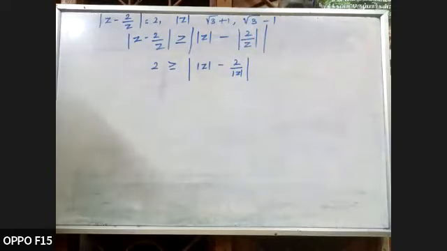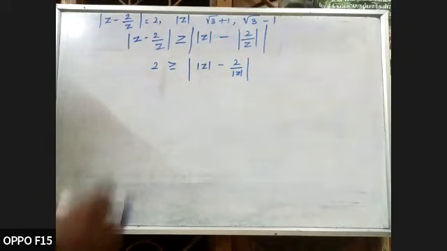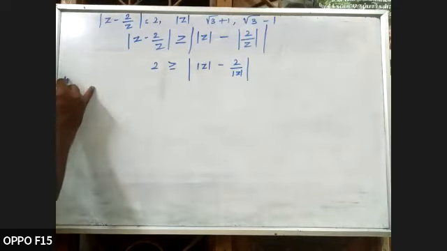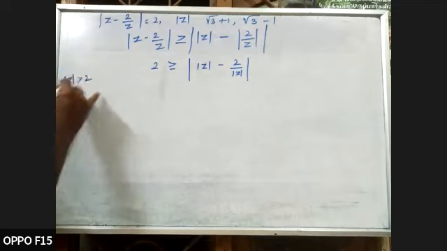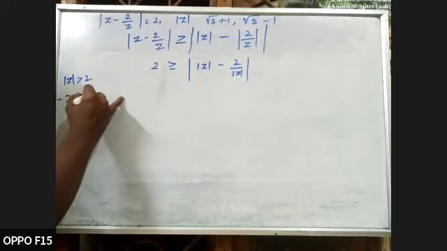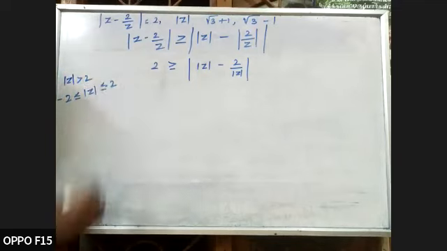Modulus of z is equal to 2 divided by modulus of z. You have already studied inequalities in 11th standard. Any number is greater than or equal to its modulus. If modulus of z is greater than 2, I can write minus 2 less than or equal to modulus of z less than or equal to 2.